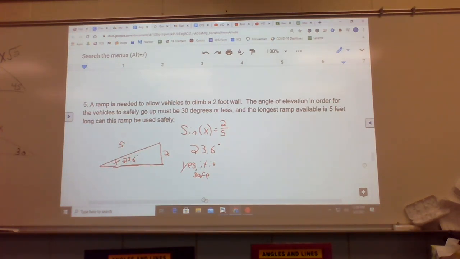Questions on the first 5? You have the remainder of the class period to work on the back 5. Tomorrow, I'll do the same thing as I did today. I'll look to see who has it done. We'll talk about it, we'll go over it, and then that's going to finish up our triangles. Tomorrow, then, we start circles.